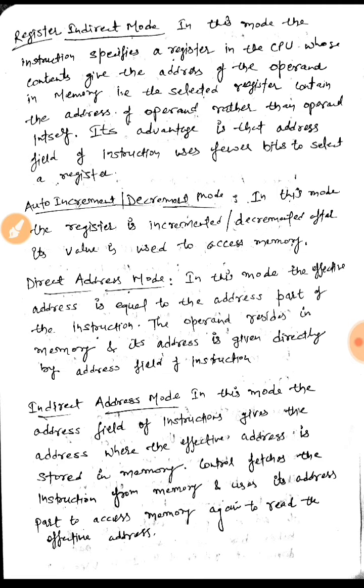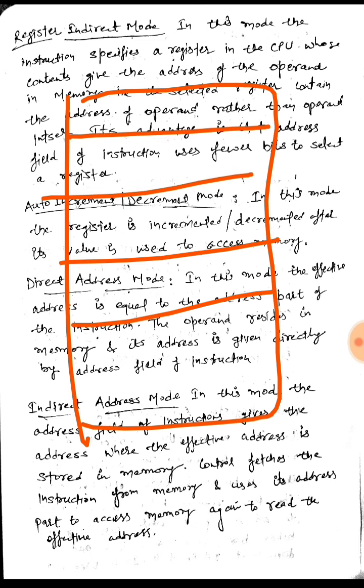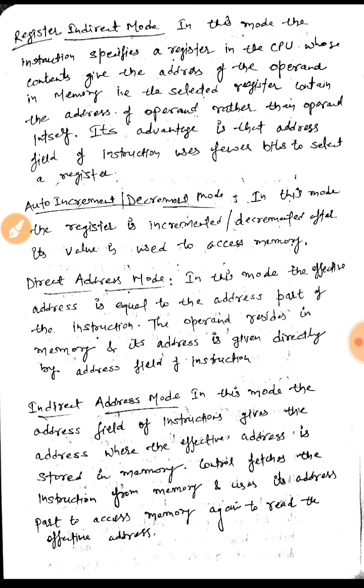So if I perform a loop in our program, then it will be an example of auto increment or decrement mode. In direct address mode, the effective address is equal to the address part of the instruction. The operand resides in the memory. So in this case, the operand will be in the memory itself. So the operand will give me the address of memory where my data will be stored. So the operand will specify the address of the data directly.